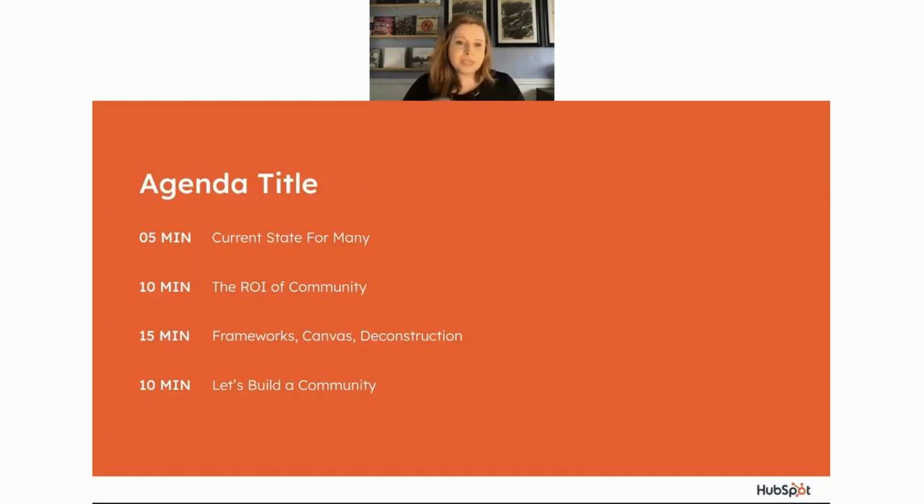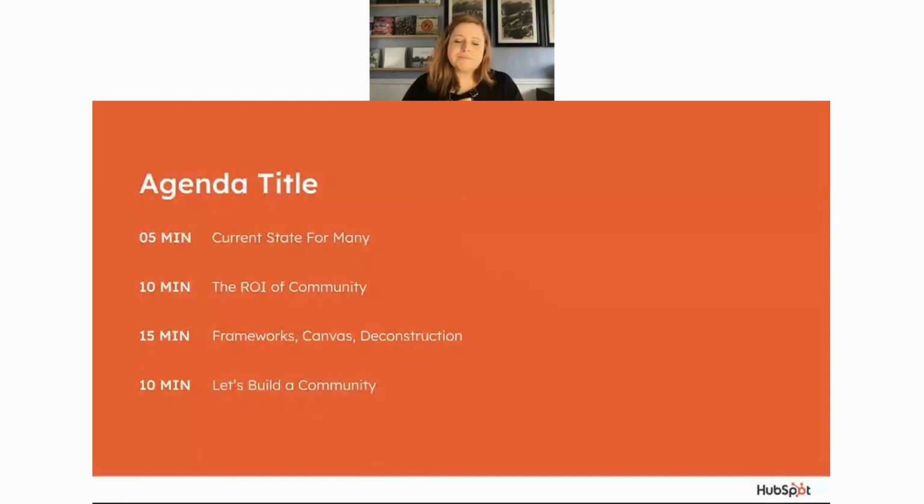So basic agenda for today, we're going to be talking about what the current state looks like for most organizations, not all, but for most. And then I want to talk about the ROI of community. That's obviously incredibly important. A lot of people are talking about community, but leadership is going to be very, very invested in wanting to know what value they're going to be able to gain from community, especially since it takes time and it can take resources.